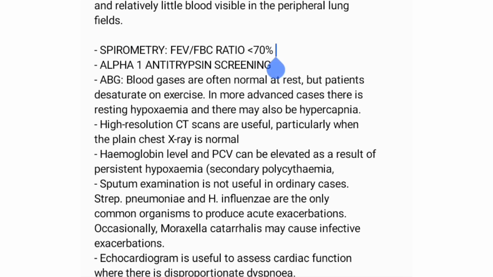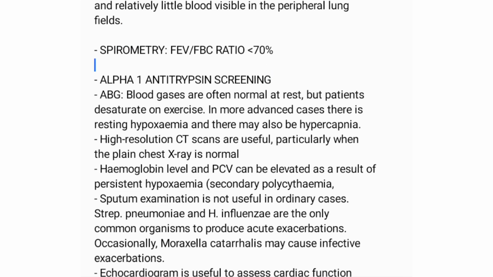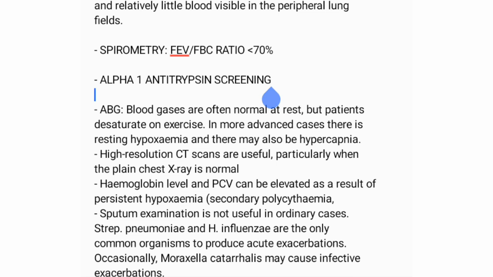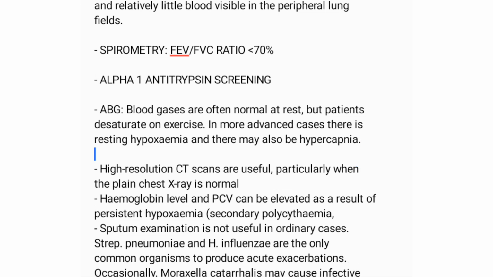Then we have spirometry. The forced expiratory volume to FVC ratio is usually less than 70%. Then we can do our alpha-1 antitrypsin screening. Then we can do our ABG.